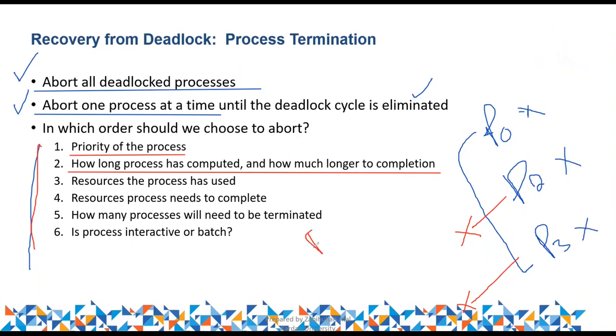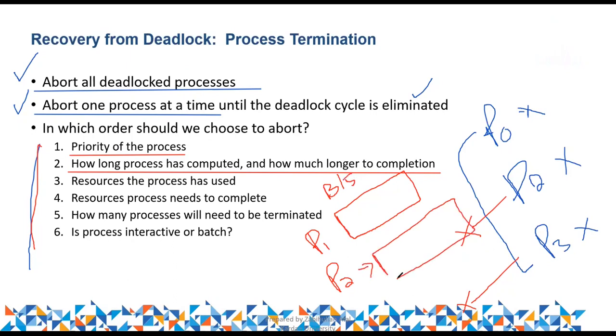See, dear students, for example, I have P1 and I have P2. For example, the burst time of P1 is 5, and the burst time of P2 is 10. Where P1 has completed just 1 burst time, and P2 has completed 9 burst time. So 1 and, yeah, let's take it as 8 because the line is here.